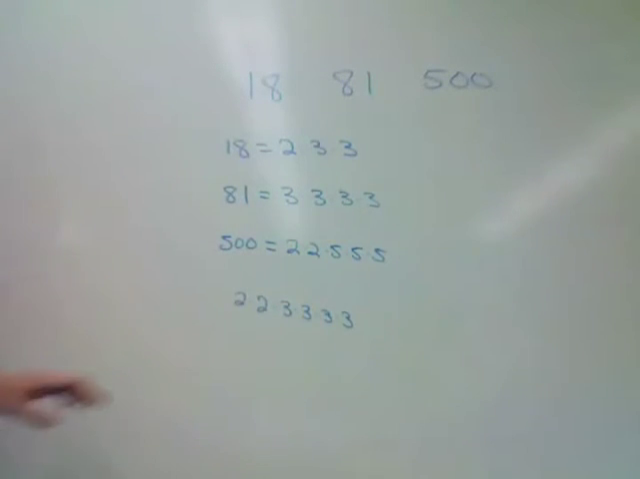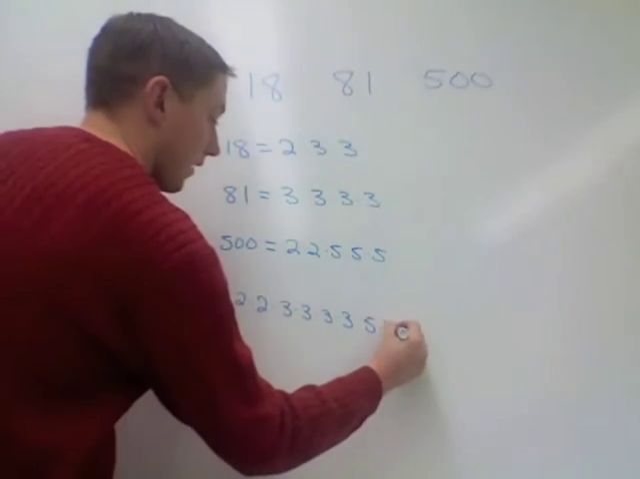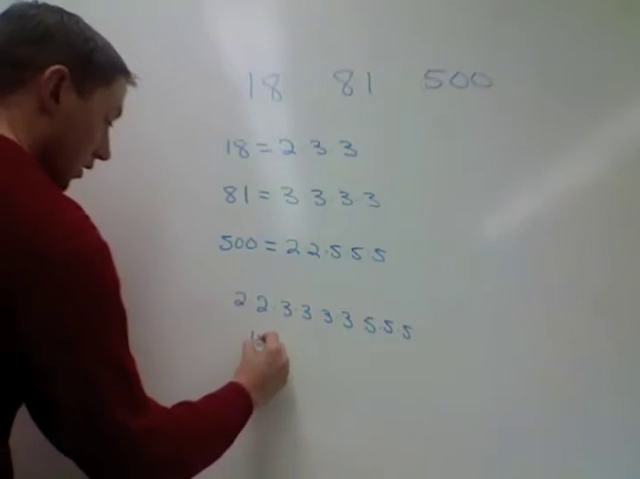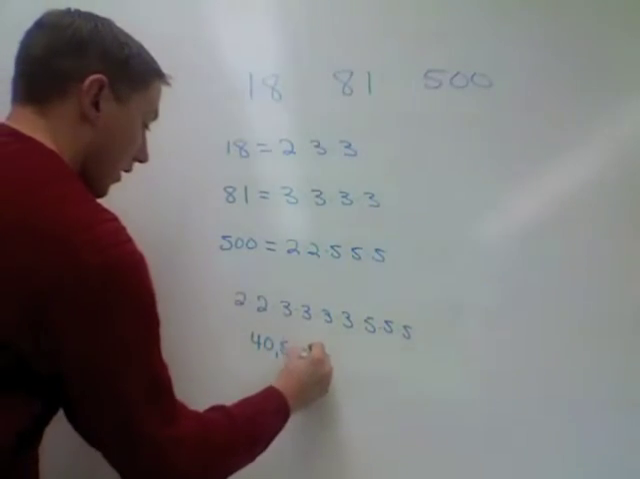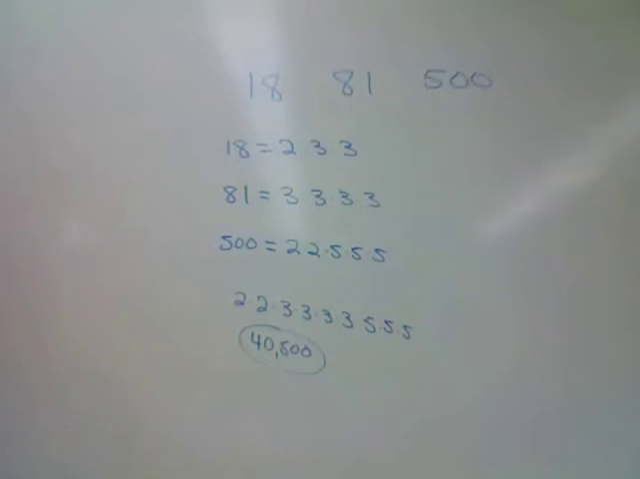The only other factor we have left is 5, and we have three of those, so times 5 times 5 times 5. Now, when we multiply that all out together, what we come up with is 40,500. And 40,500 is going to be our least common multiple of 18, 81, and 500.